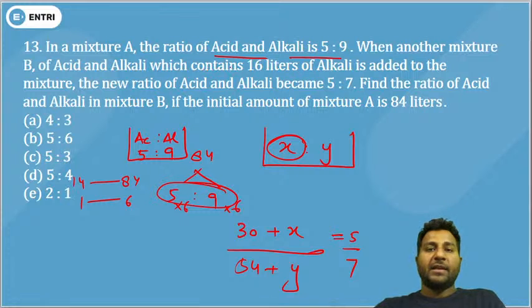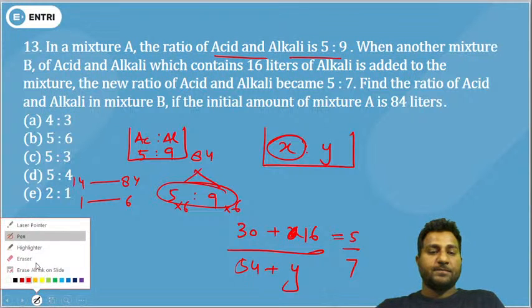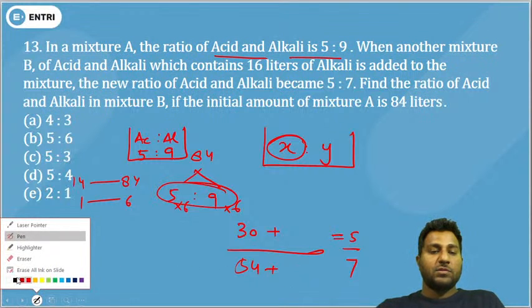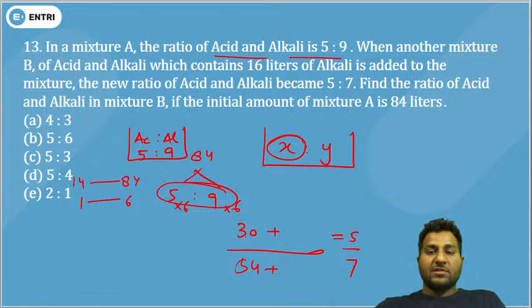It has already been given that mixture B of acid and alkali contains 16 liter of alkali. So 16 liter of alkali was already there, which means you have to add 16 liter of alkali. Alright, just a minute. 16 liter of alkali, and X liter of acid. So let's find out.